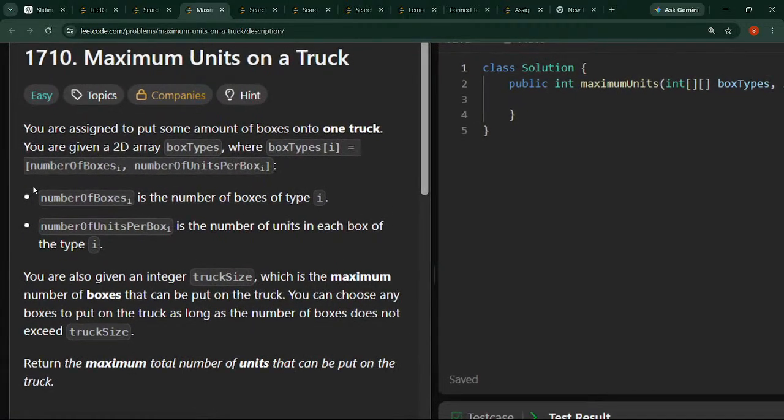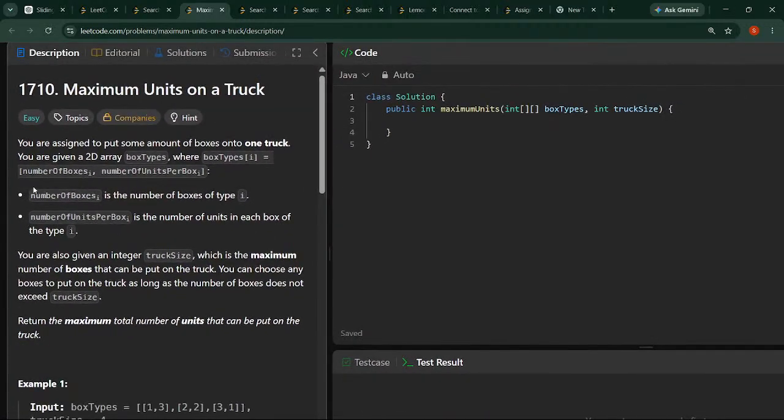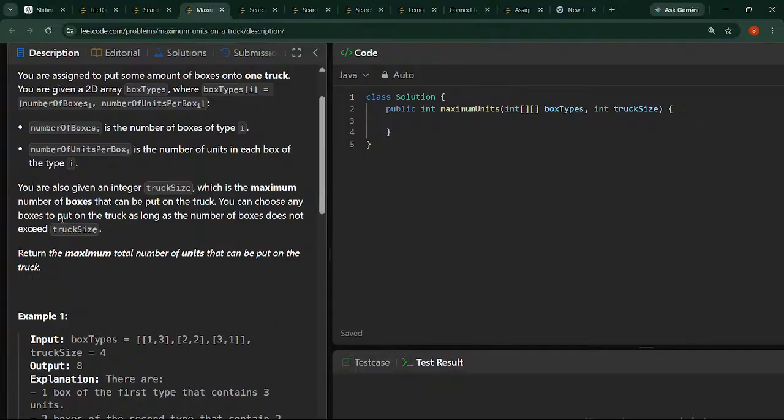Okay, you are assigned to put some amount of boxes onto one truck. Let me just reread the question. It's kind of not entering my mind, what we have to do. Given a 2D array boxTypes, where boxTypes[i] is the number of boxes and number of units. Given an integer truckSize, which is the maximum.